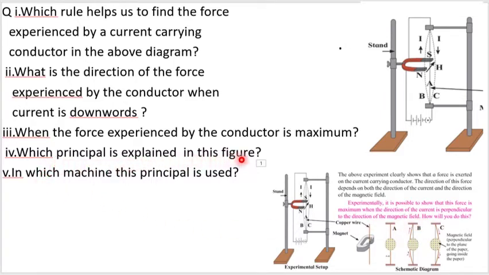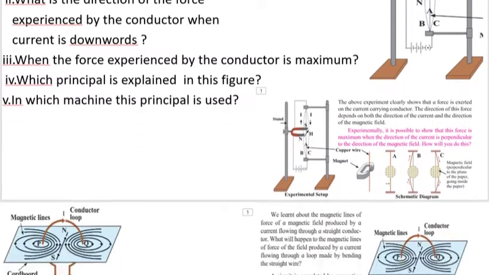Now, which principle is explained in the above figure? In the previous question, we also discussed this principle. Let us discuss it again. When a current carrying conductor is placed in a magnetic field, it experiences a force. In which machine is this principle used? It is used in the electric motor. Let us move to our next diagram based question.